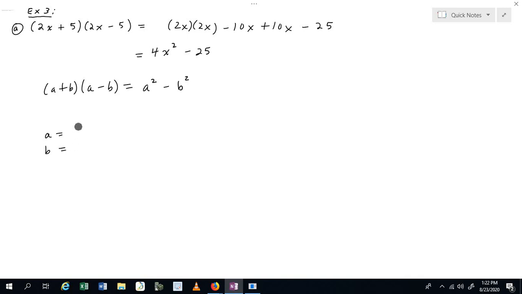First of all, let's look at what a and b are. So a is the 2x, and the b is equal to the 5. Okay, so in our little formula, we would get 2x squared minus 5 squared. And I think you can see that when you square this, you end up with 4x squared minus 25. So using the formula, we would get the same answer. But again, I'm just a proponent of not necessarily memorizing the formula. I would just FOIL this out, and that's what ends up happening.